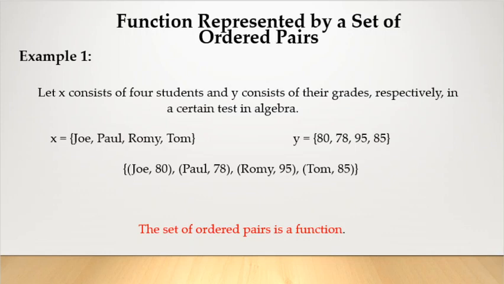For example, let X consist of 4 students and Y consist of their grades, respectively, in a certain test in algebra. So for X, we have Joe, Paul, Romy, and Tom. And for Y, their grades are 80, 78, 95, and 85.